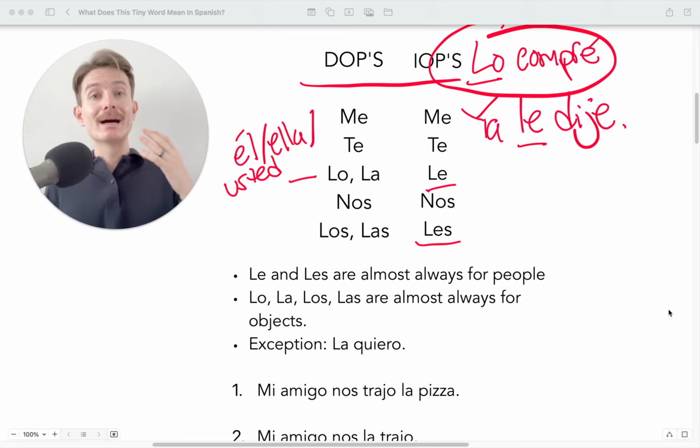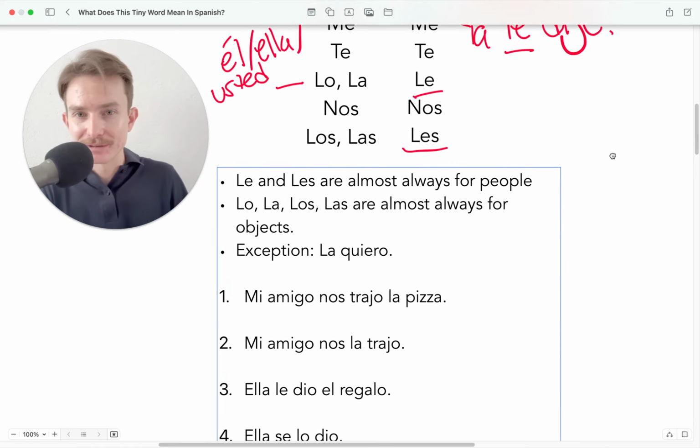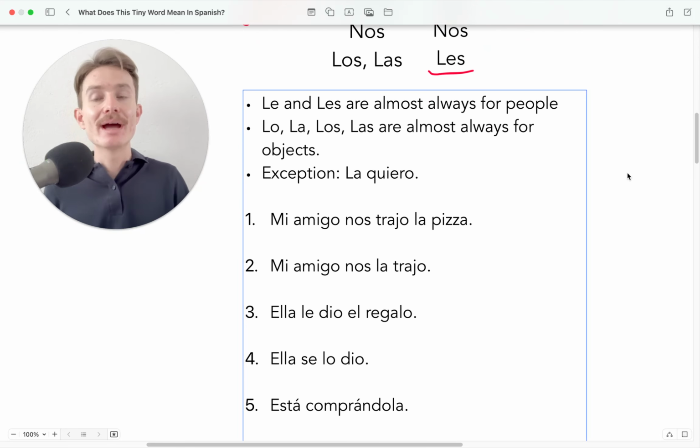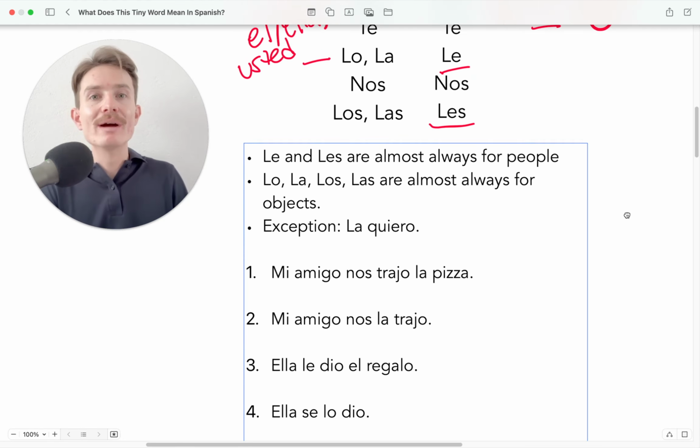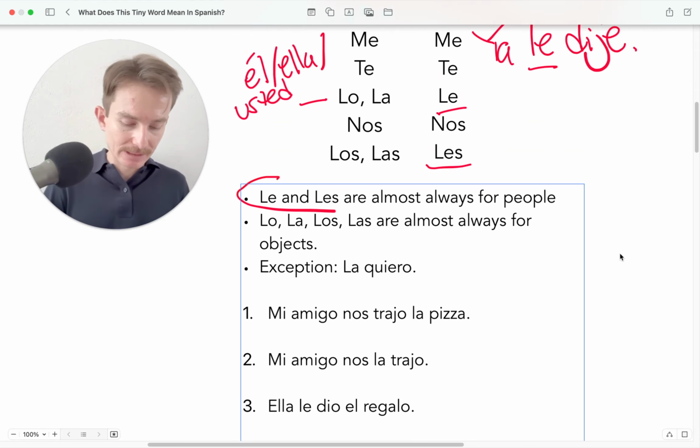Now, when it comes to le, here is the really, really key thing to remember. Le and les are almost always for people. Okay, that's really important to understand. Le and les are almost always for people. That's very, very important to understand. So I'll highlight that for you.